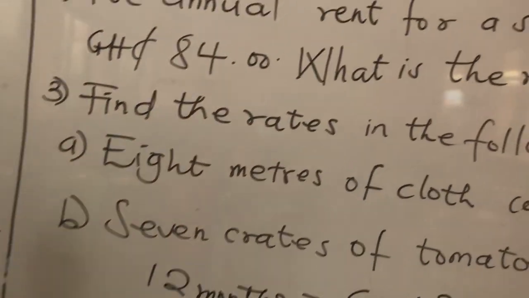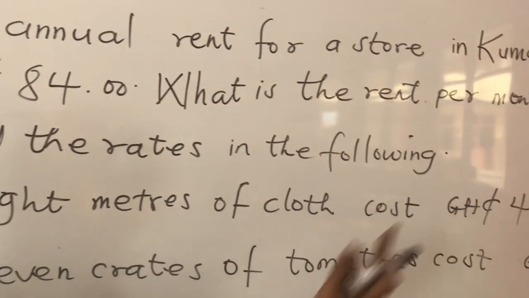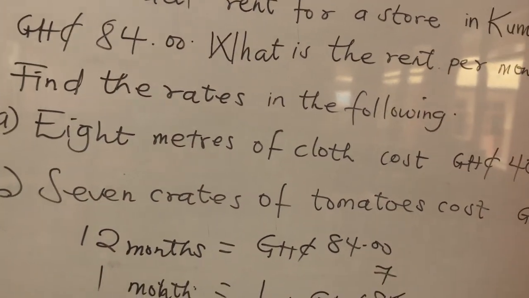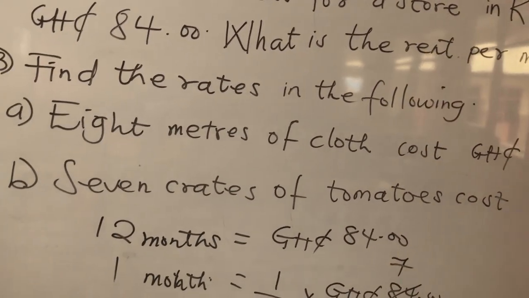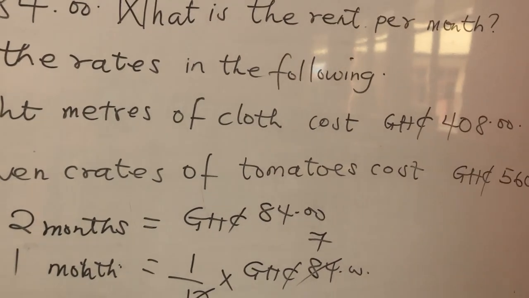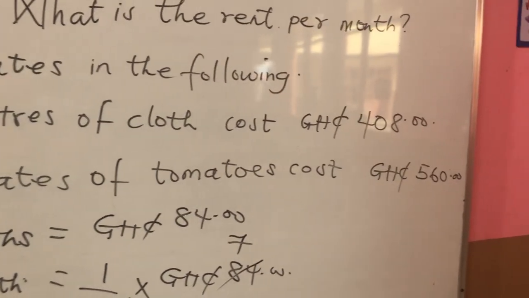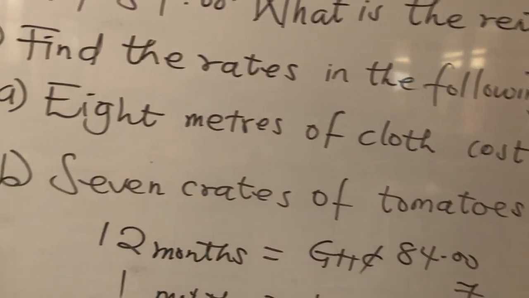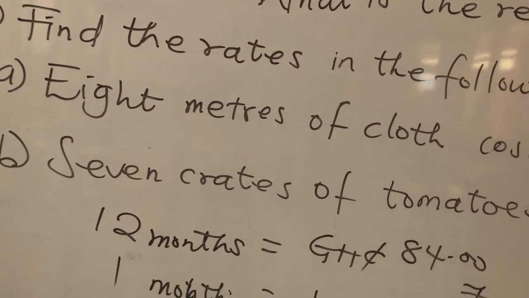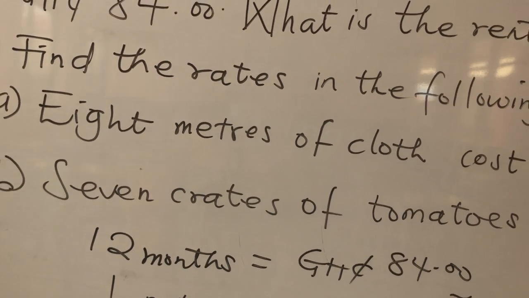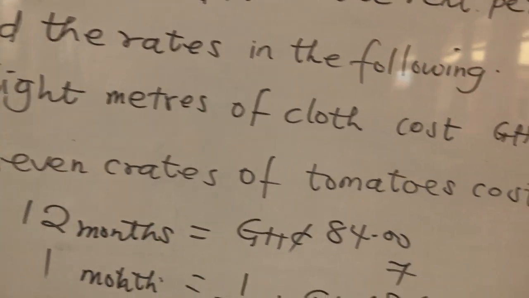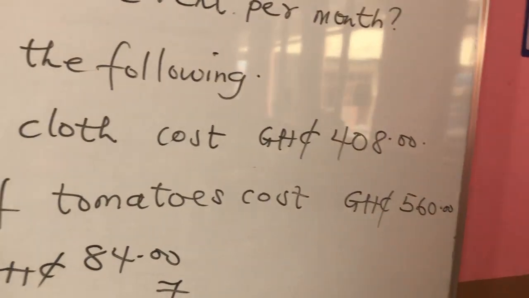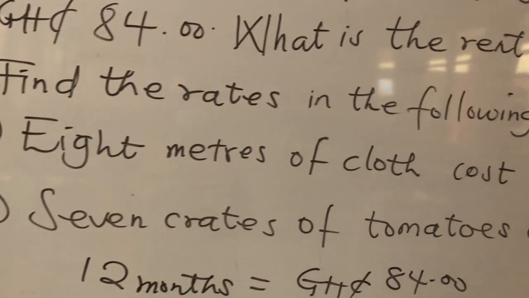The third question says, find the rates in the following. The first one says 8 meters of cloth cost 408 Ghana cedis. Now your rate means that you're going to find the cost per meter. So if the 8 meters of the cloth is 408 cedis, then what is the cost per meter? So that is just what we are finding here.